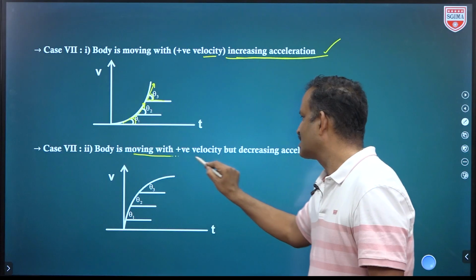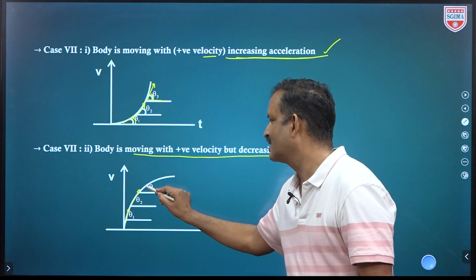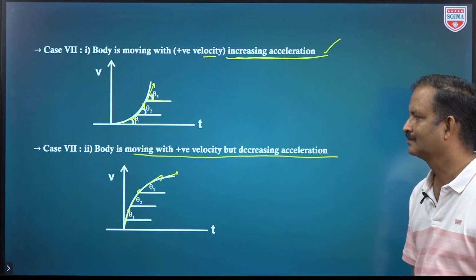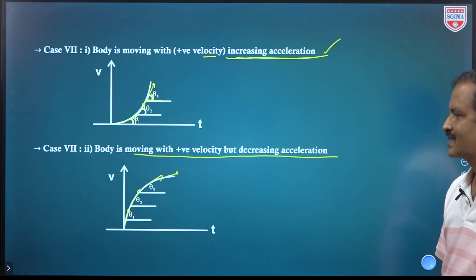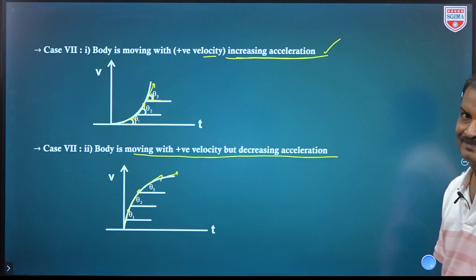The body is moving with positive velocity but decreasing acceleration. Acceleration is decreasing, slope is decreasing. Slope is nothing but acceleration. In a velocity time graph, slope is nothing but acceleration.